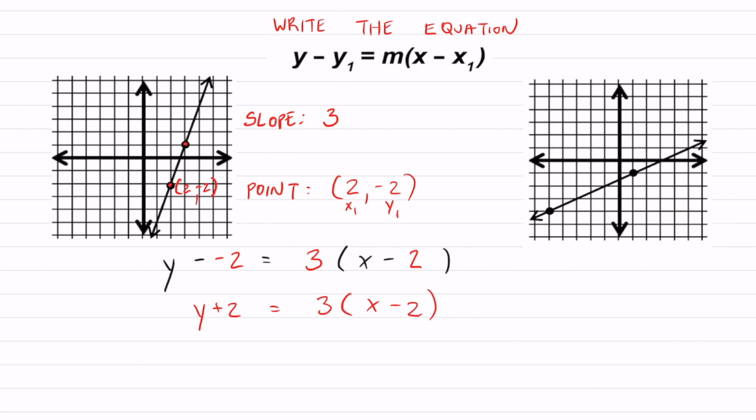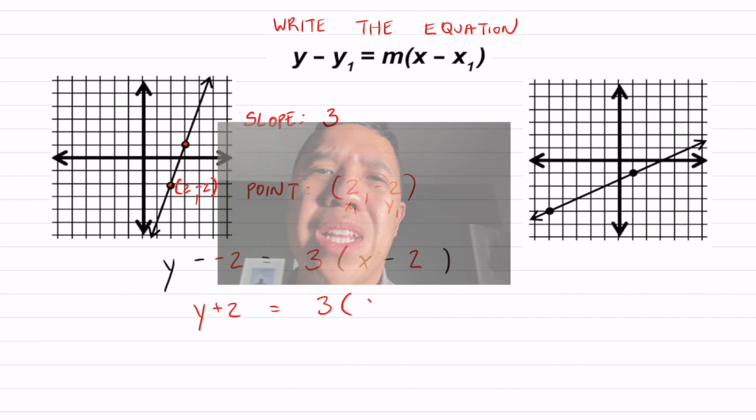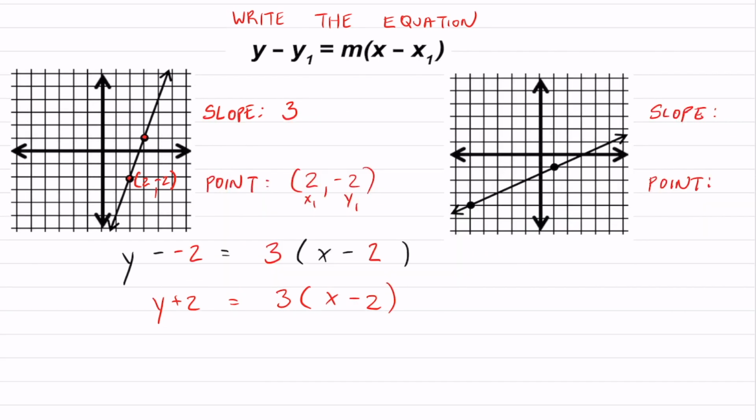If you want to try the one on the right, seriously, just pause the video and try the problem. Stop being lazy. The slope you can just count. Count the slope from this point to this point. Do your rise over run. 1, 2, 3. And 1, 2, 3, 4, 5, 6. 3 over 6, which simplifies to 1/2. That is my slope.